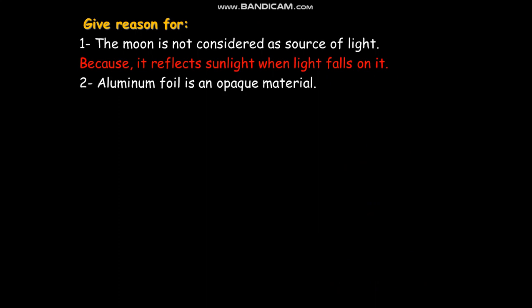The second exercise is give reason. The first one: the moon is not considered a source of light. Why is the moon not considered a source of light? Because the moon reflects sunlight when light falls on it. Aluminum foil is an opaque material because aluminum foil doesn't allow light to pass through it.